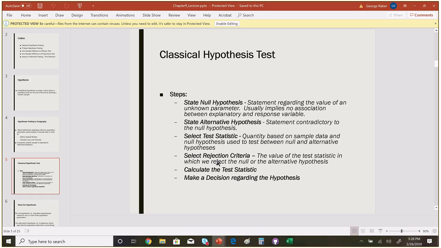Then we need to select a rejection criteria. This is where we get into how confident we want to be that we're making the right decision. Because if we reject the null hypothesis, in other words, if we say the null hypothesis is wrong and we accept the alternative hypothesis, we could be making a mistake. Or if we do the other thing, if we accept the null hypothesis and reject the alternative hypothesis, we could also be making a mistake.